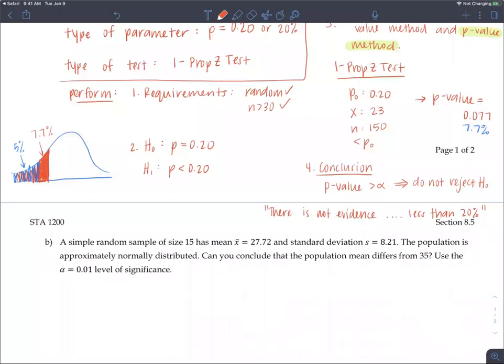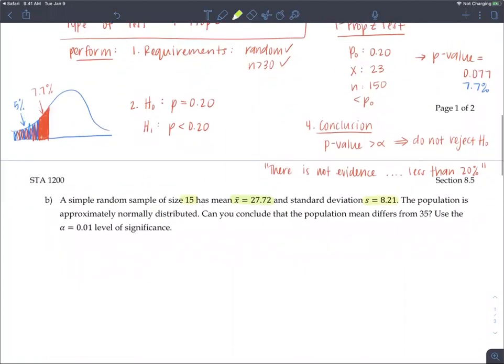Okay, so if we look at the second one right here, it says a simple random sample of size 15 has mean x bar equals 27.72 and standard deviation s equals 8.21. And it tells us that the population is approximately normally distributed. Then it asks us if we can conclude that the mean differs from 35. And it wants us to use alpha equals 0.01.